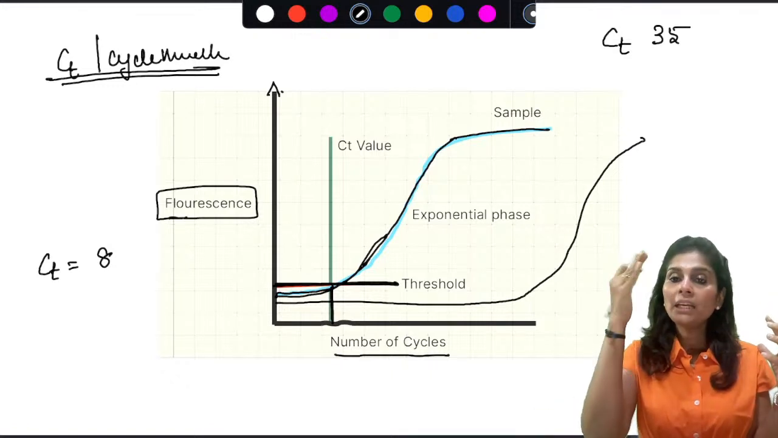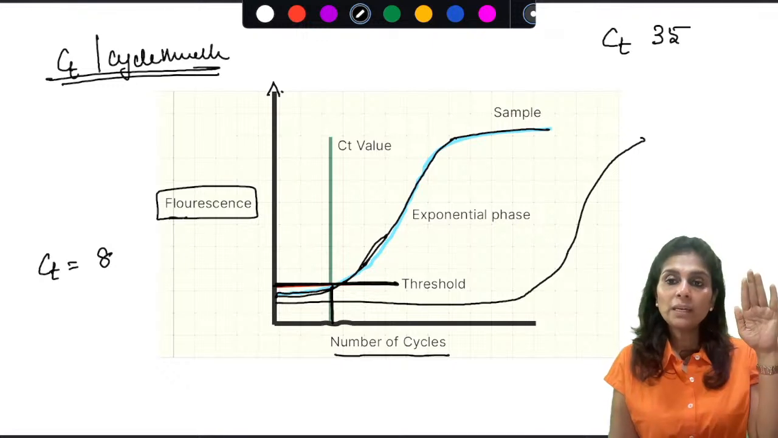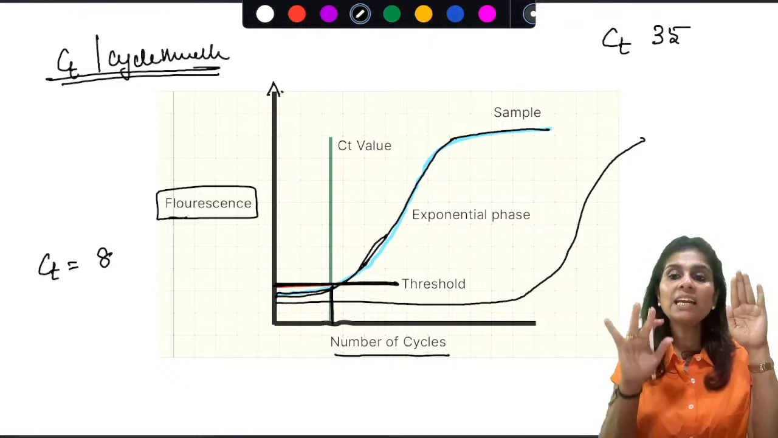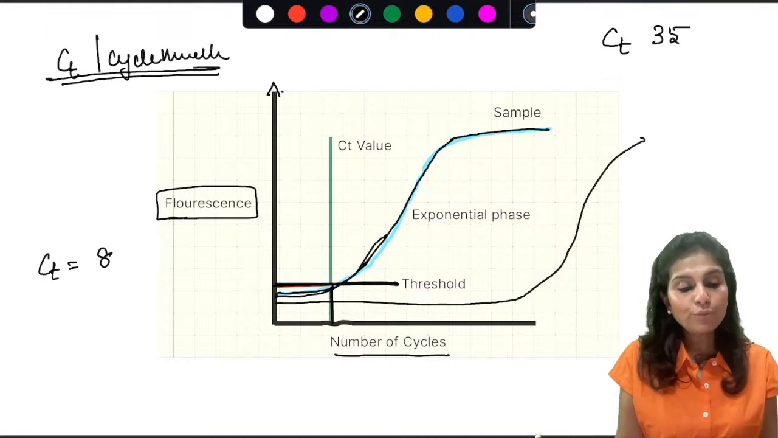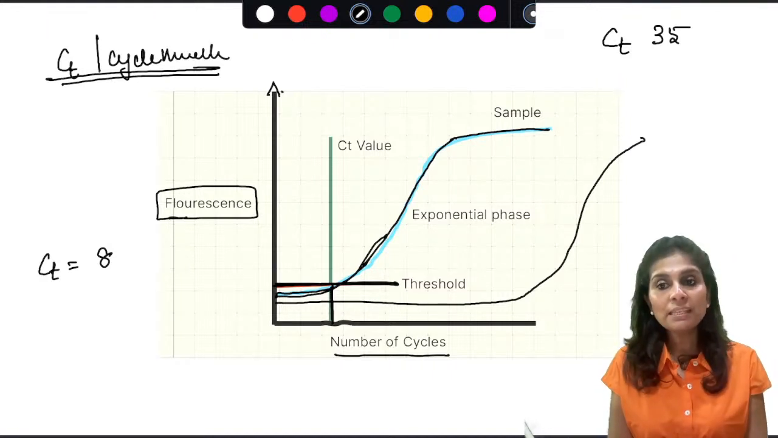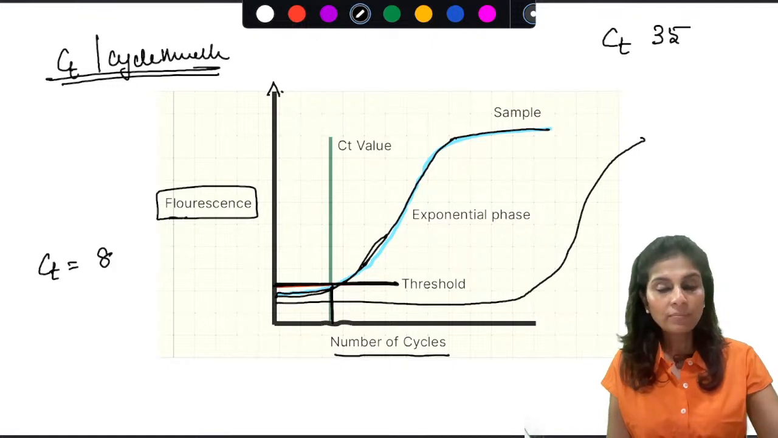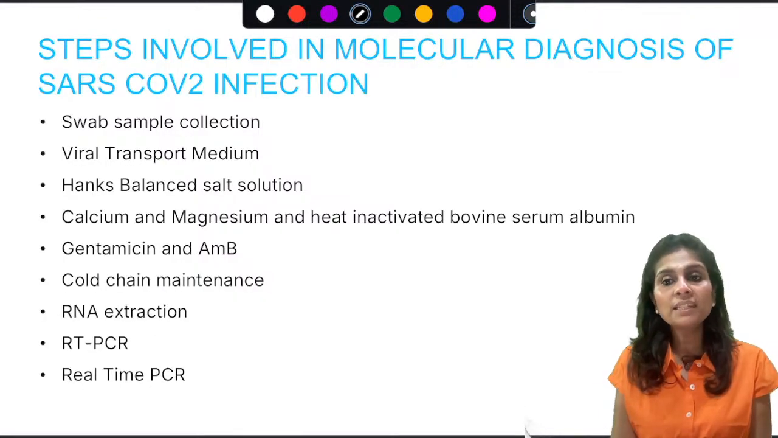Higher CT meaning lower viral load. Do you understand this? Higher CT meaning lower viral load. CT and viral load are inversely proportional. So that's all about real-time PCR. So are you clear about polymerase chain reaction now? Yeah. So these are the facts that you need to know about PCR or polymerase chain reaction.